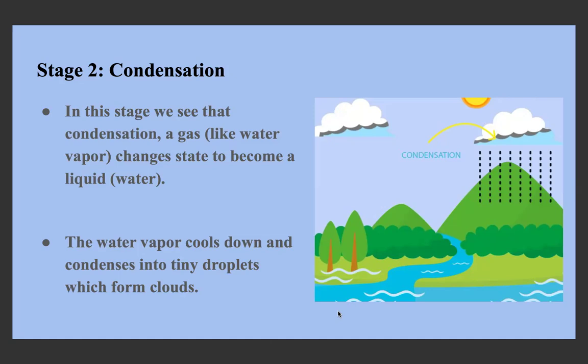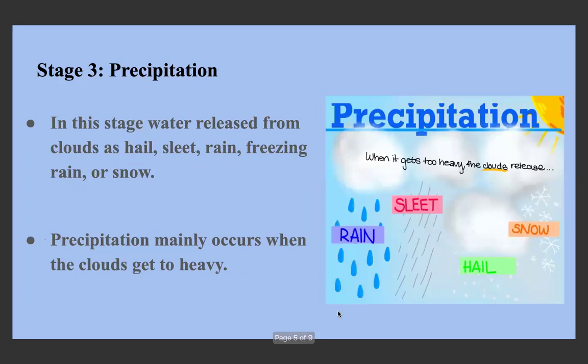It is an important part of the water cycle because it leads to precipitation, helping to return water to the Earth's surface. And in this image, we see how condensation is moving the liquid into the clouds, and it will then fall down. Stage number three is precipitation. Precipitation in this stage is water released from clouds as hail, sleet, rain, freezing rain, or snow.